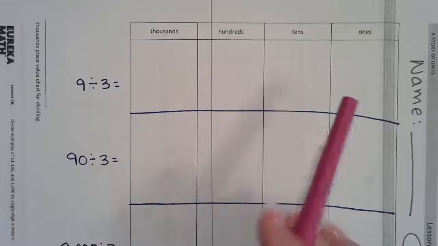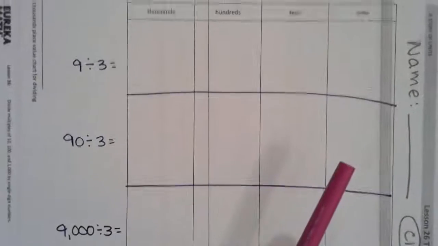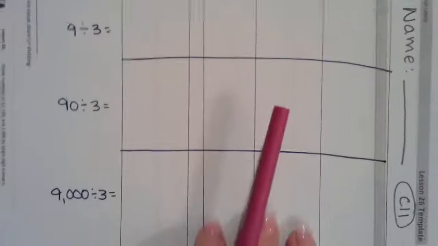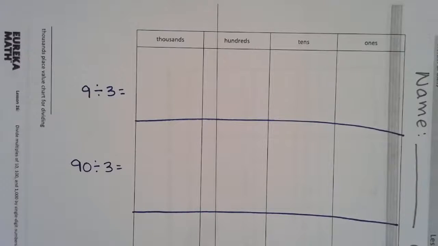We have a place value chart. Go ahead and section it off into 3 parts. We're going to do 3 examples. Alright, we're going to do 9 divided by 3, 90 divided by 3, and 9,000 divided by 3. And to get a visual and to get the understanding of our patterns going, we're going to model these, okay?